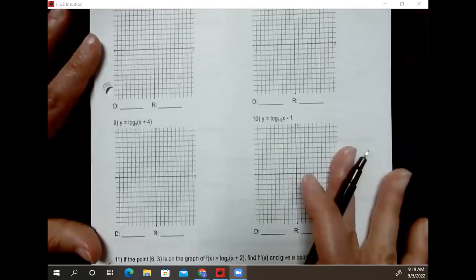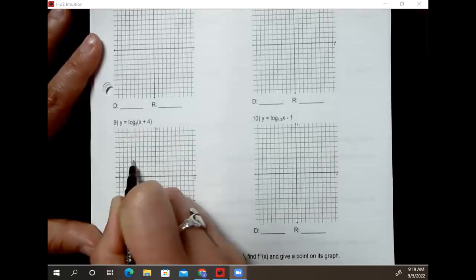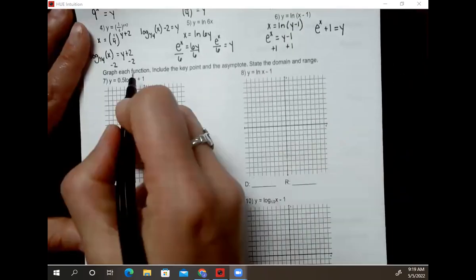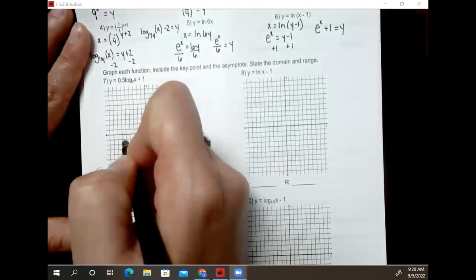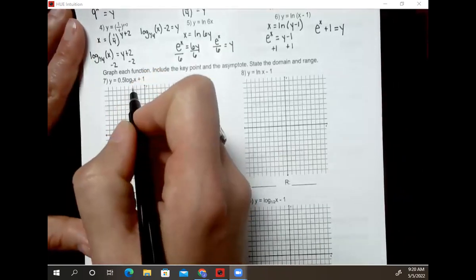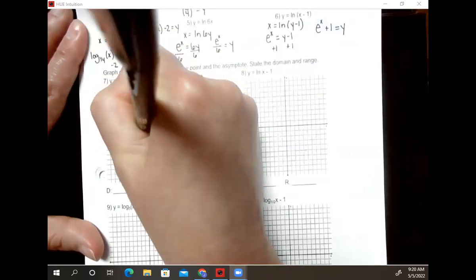So if we take a look at number 9, I've got x plus 4 in parentheses. That tells me that my asymptote is going to move to the left 4. But if I take a look at number 7, I don't have x in parentheses with anything. So there's no shift left or right here. That means my asymptote is going to stay right at 0.